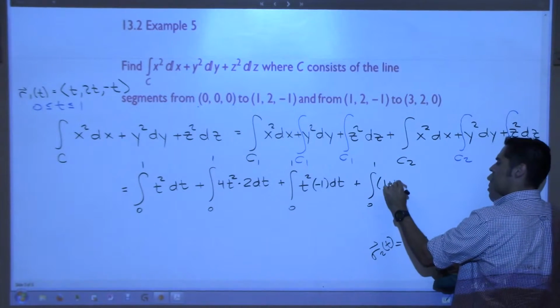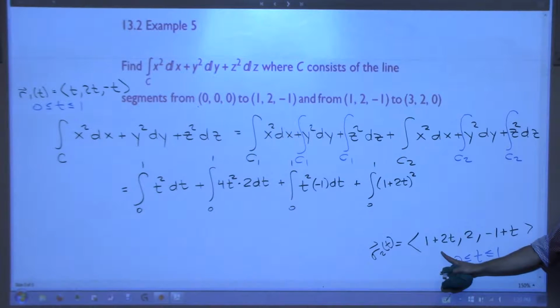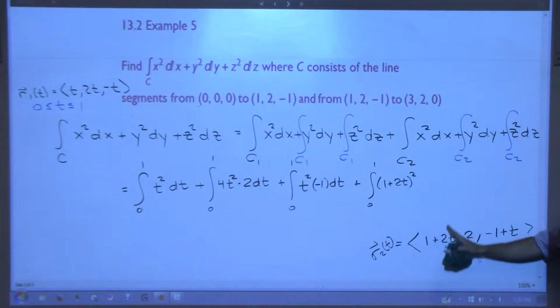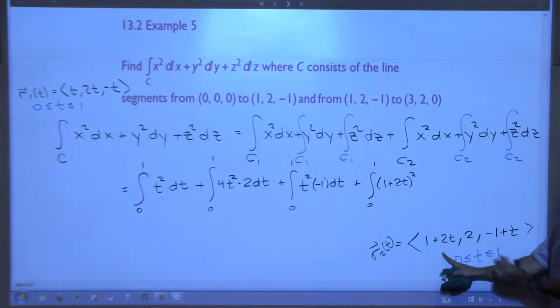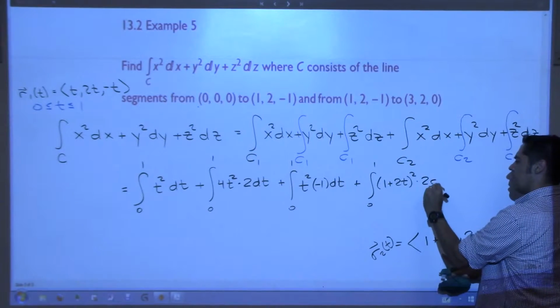1 plus 2t squared dx. What's the derivative of this with respect to x? Derivative of this with respect to t. I don't know why I said x. 2 dt.